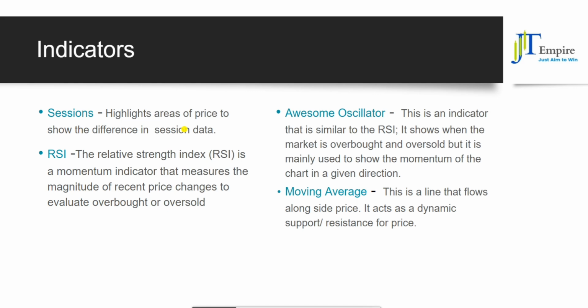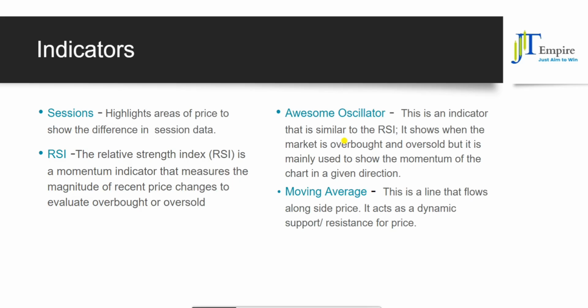The RSI, this is a relative strength index. This is a momentum indicator. It shows magnitude of recent price changes to evaluate overbought and oversold levels. So this also shows you areas where the market could potentially reverse. The awesome oscillator is similar to the RSI, right? It shows you overbought and oversold levels, and it's also a momentum sort of indicator. Both of these are oscillators, right? Which shows you where the market could potentially reverse, right?